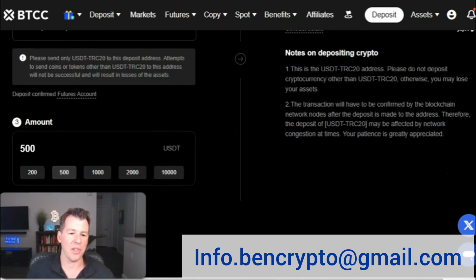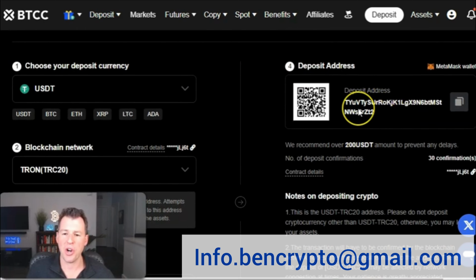So anyways, you would just enter the amount you want to deposit. Here's the deposit address right here. Send the funds, and then boom, you are good to go.